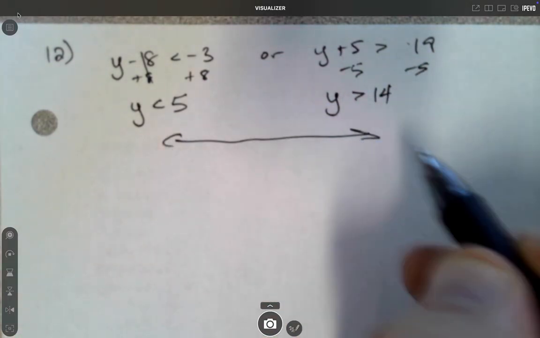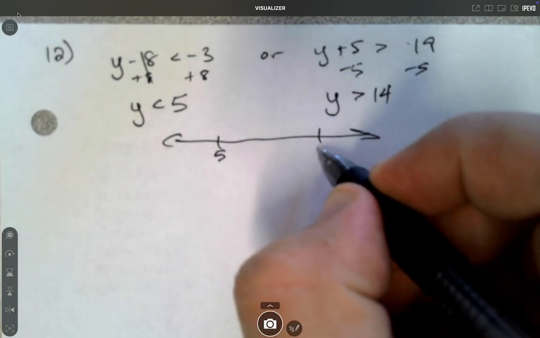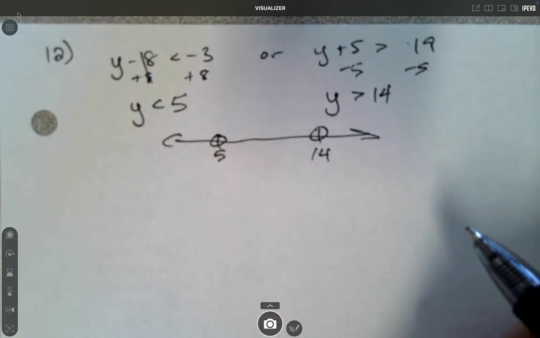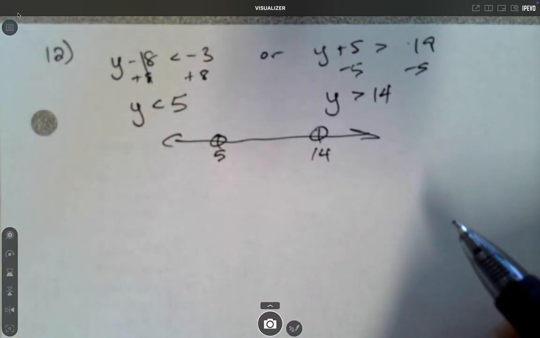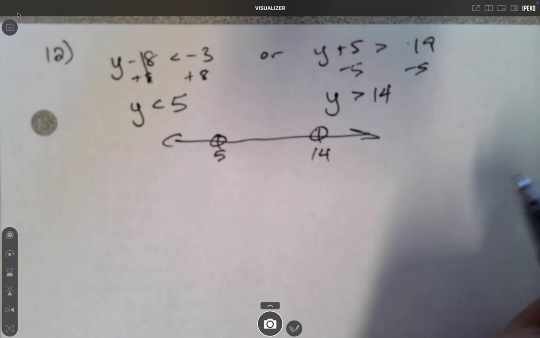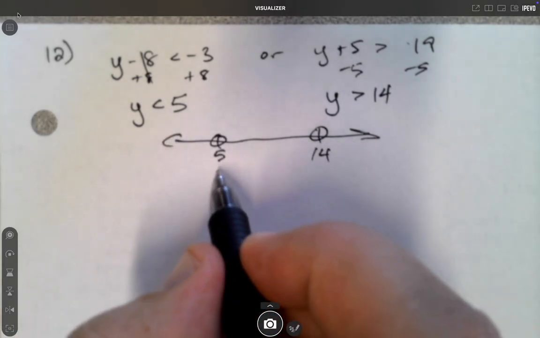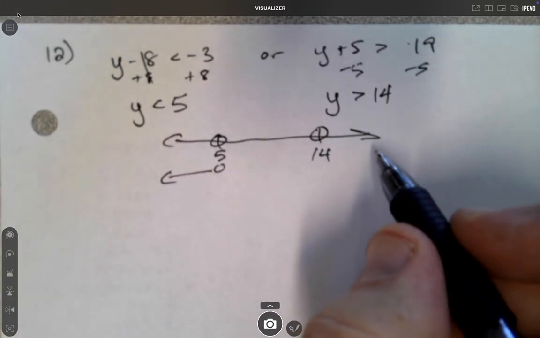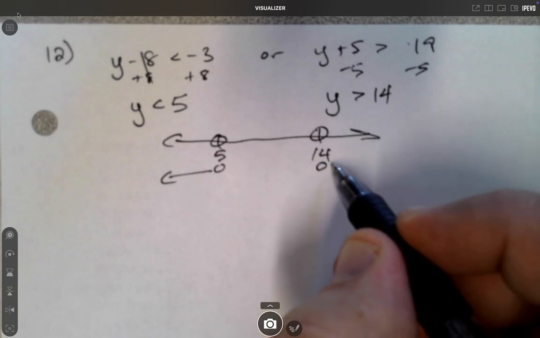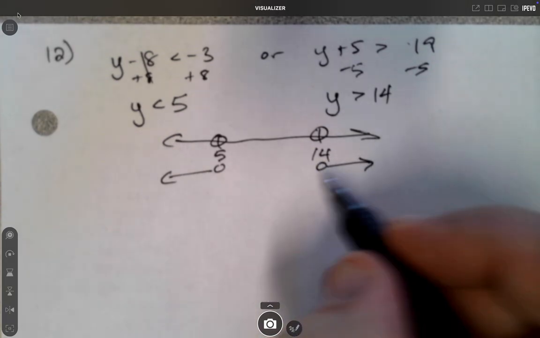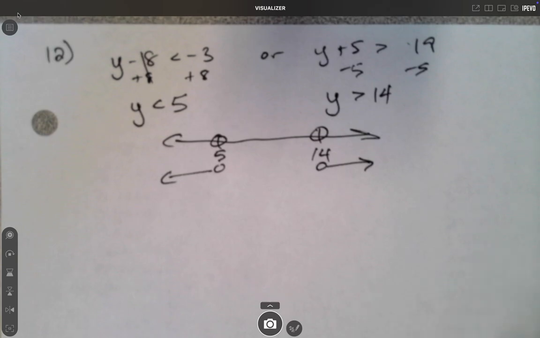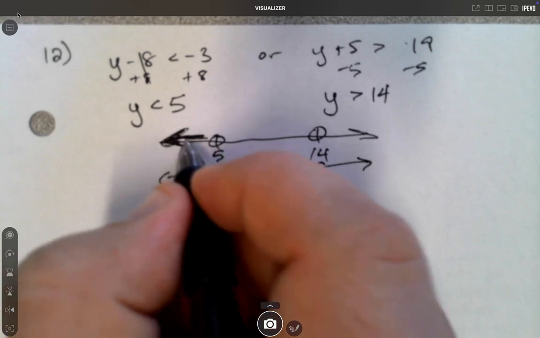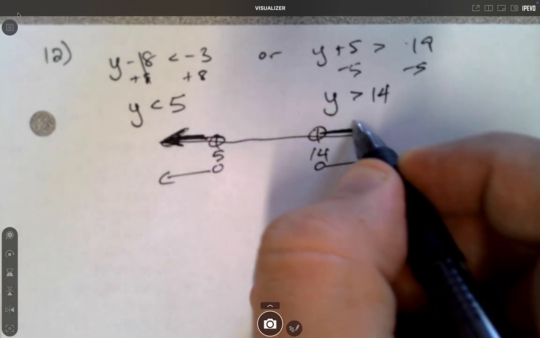Okay, so my two numbers I need to mark are 5 and 14. And I know there'll be open circles because there's no "or equal to" on either one of those. Now, y is less than 5, so I'm just going to graph it below first. Open circle, shaded to the left because it's less than. Y is greater than 14, open circle, so we shade to the right. And since it's "or," we need to include both of these in our final answer. So this is one of the kind that will look like two lines going opposite directions, but they're not connected in the middle.